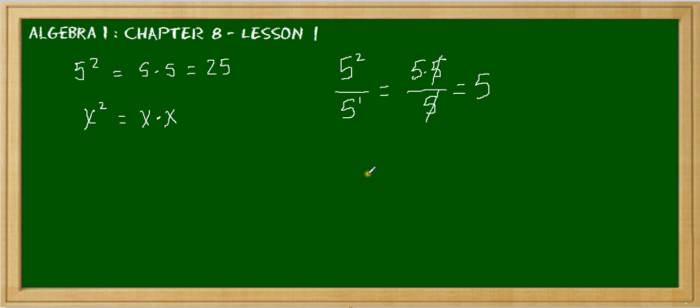Similarly, if we had x squared divided by x, how do we handle that? Well, we would have x times x, and that's divided by x. Cancel out the x's and you'd end up with x. This would be x to the first power.